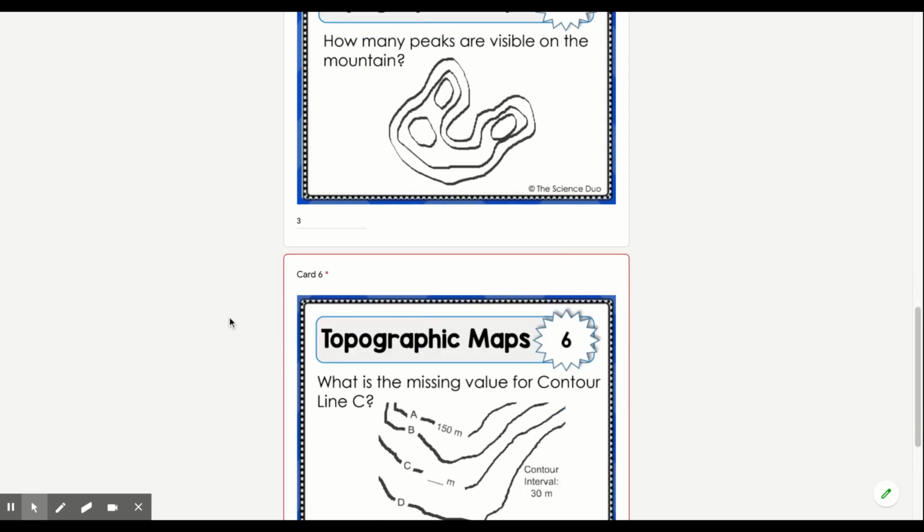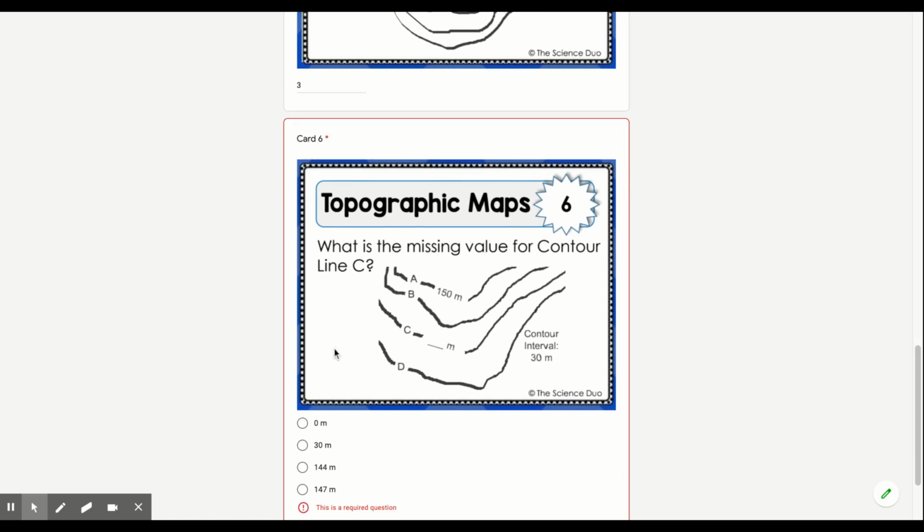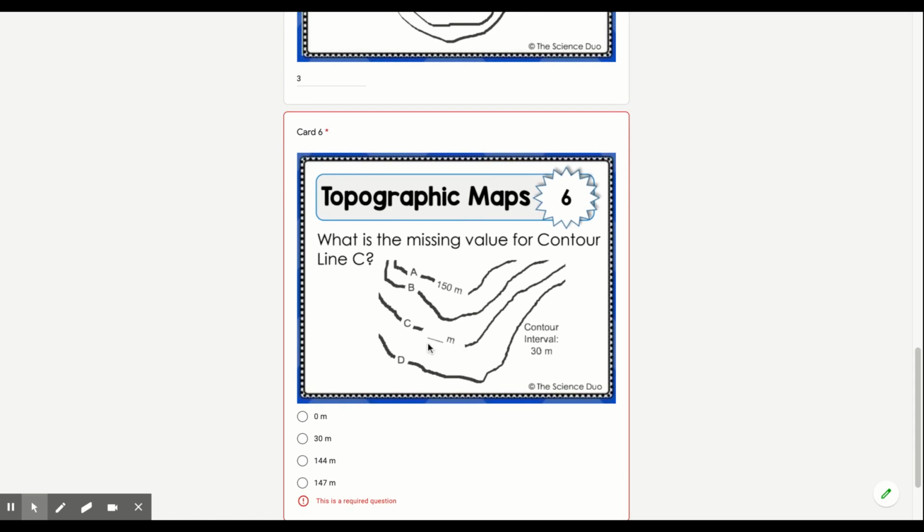So 3. Card number 6, what is the missing value for contour line C? So it's saying, what is this here? So I know that my contour interval is 30. So it gives me A. And because these lines are kind of getting smaller, this tells me that it's a hill. So it's getting larger up this way. But the best way to do this is start from A, work your way down.